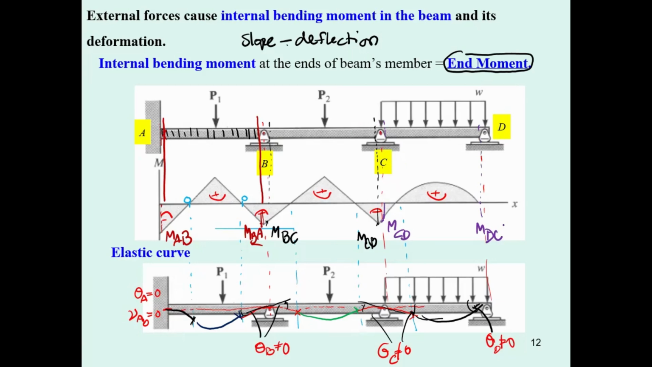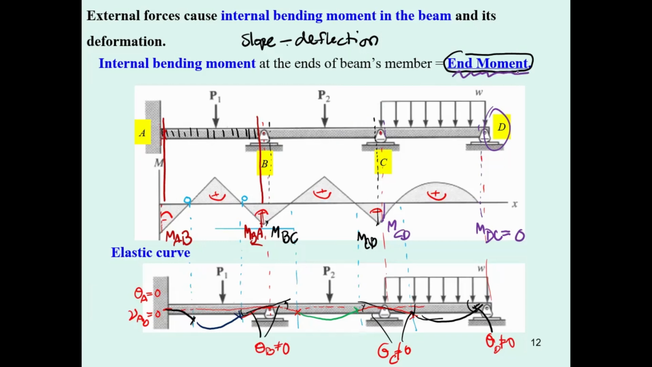Since D is an external pin, M sub DC is going to be zero. You know about it. That's called a boundary condition, or force boundary condition. Now, you know about the end moment already.